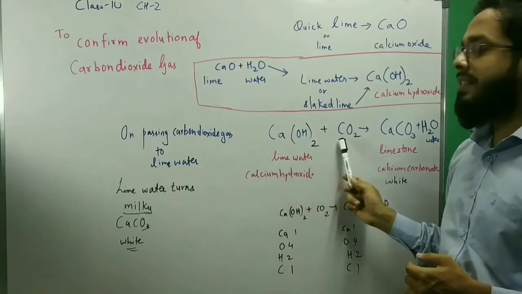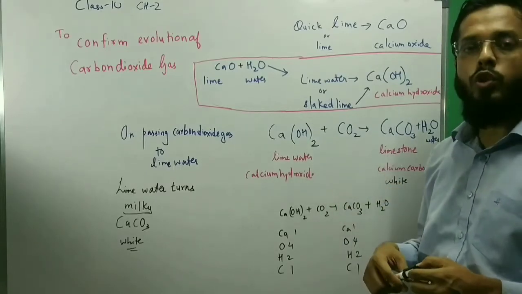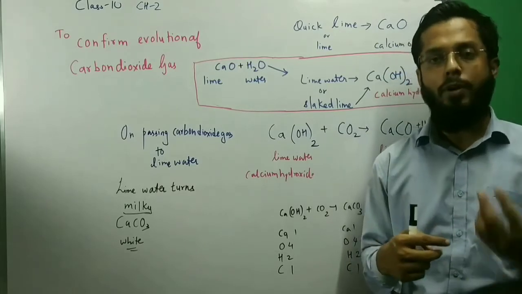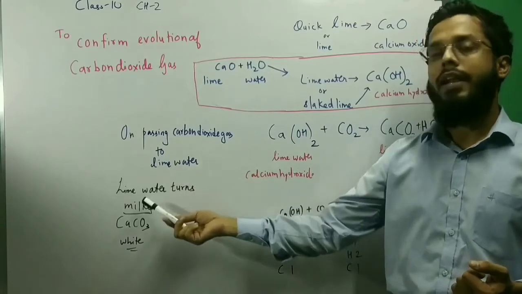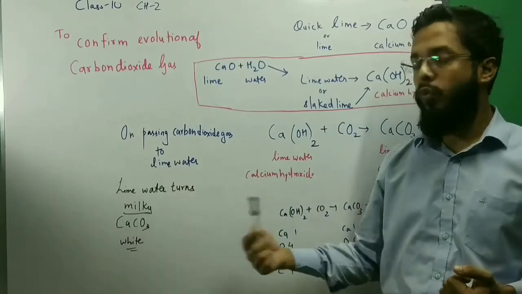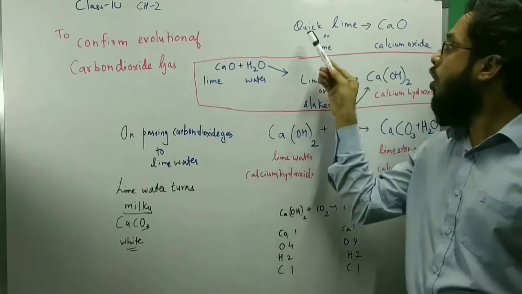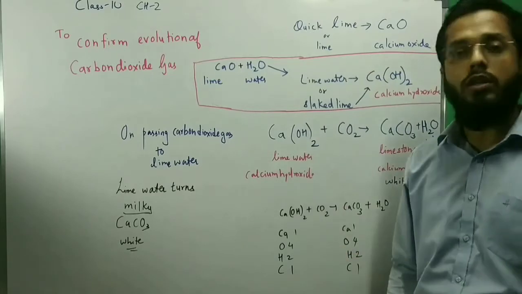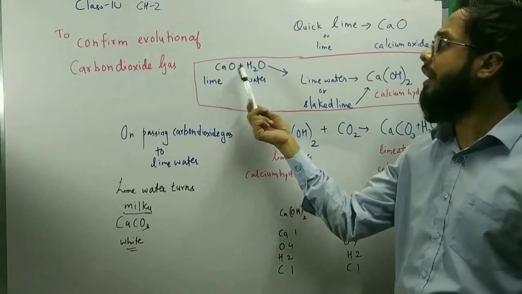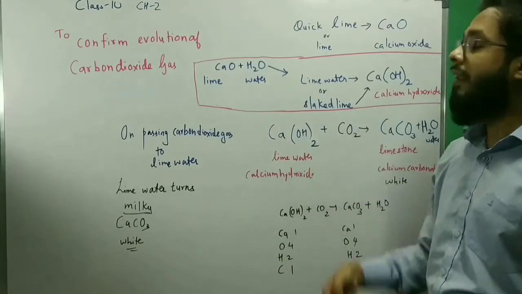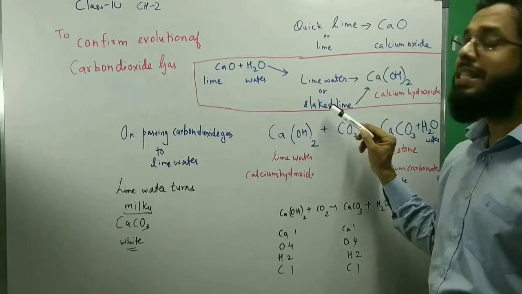On passing carbon dioxide gas in lime water, it turns milky. So this is the confirmity test of carbon dioxide gas. Why so? Let us understand. What is lime? When we say lime or quicklime, it is calcium oxide. And when you mix lime in water, you get lime water, that is calcium hydroxide. We can also say slaked lime.